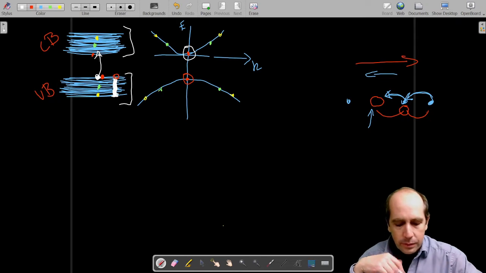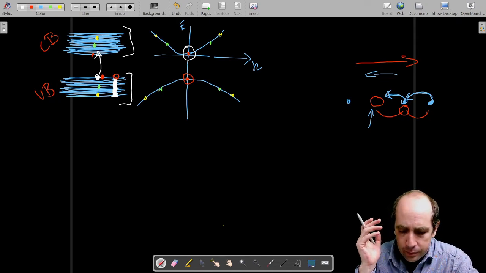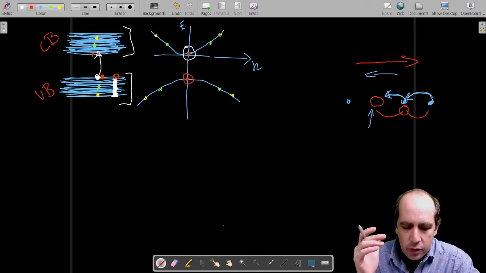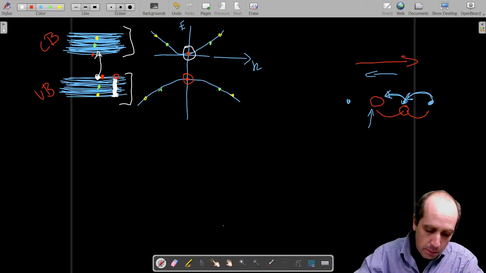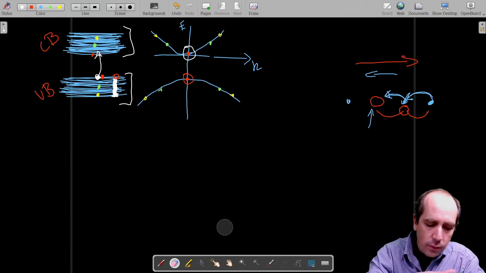Okay, great. So now let's think in terms of how these semiconductors are used, how they are manufactured. And let's think of one of the most common semiconductors.